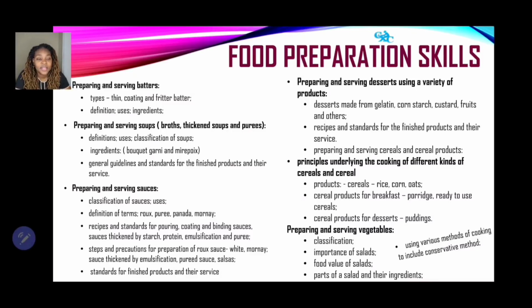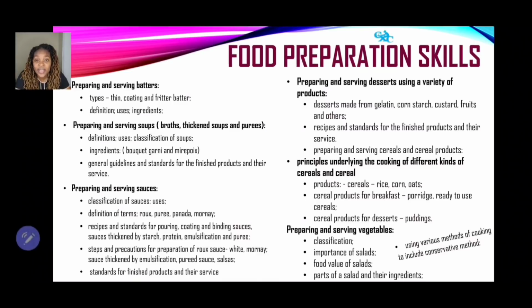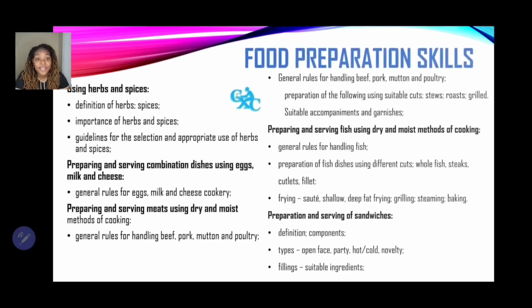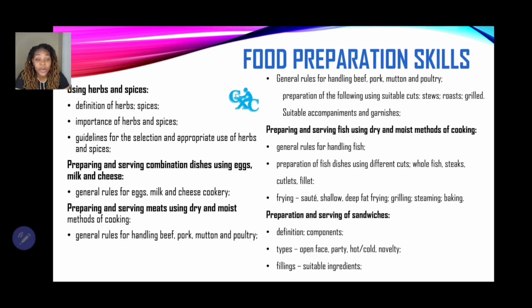Good. And the next topic, preparing and serving desserts using a variety of products, principles underlying cooking different kinds of cereals and cereal products, preparing and serving vegetables, so the classification, the importance of salad, the different parts of a salad, right? And also using various methods of cooking to include conservative methods as it relates to cooking vegetables. Good. And the final set of topics, where there is also herbs and spices that fall under food preparation skills.